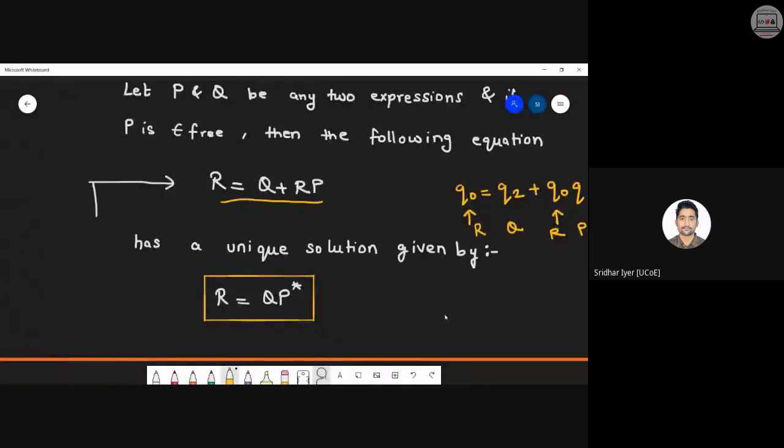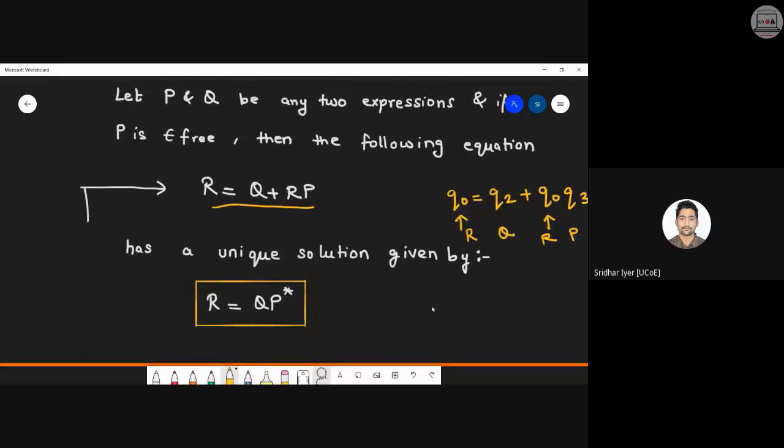Linear algebra के time पे आपने किया होगा. I'm not recollecting what exactly the topic was. A particular question used to have a unique solution. So similarly, for example, if we are able to convert the equation in R is equal to Q plus RP, we can say that that particular expression can be written as R is equal to QP closure. So this is your final answer. This is what we are trying to aim at.